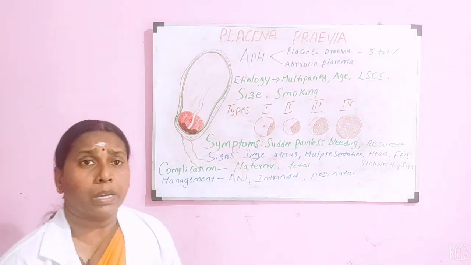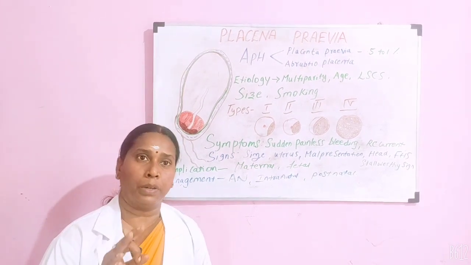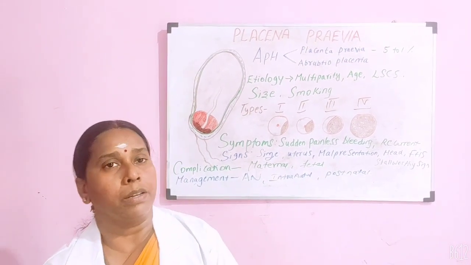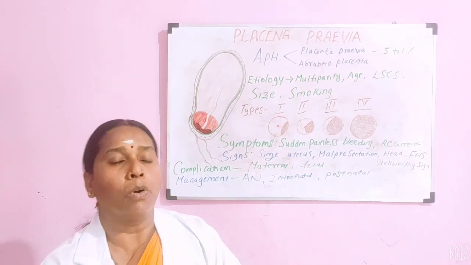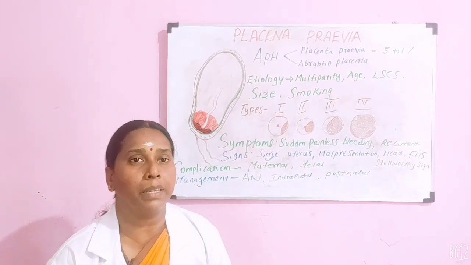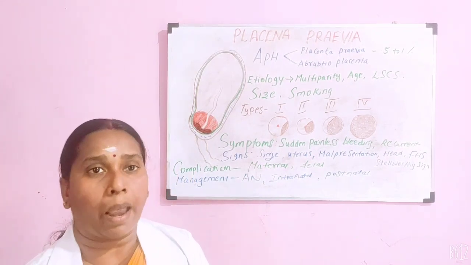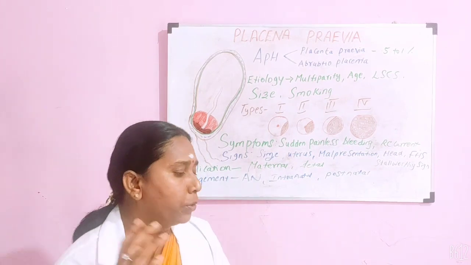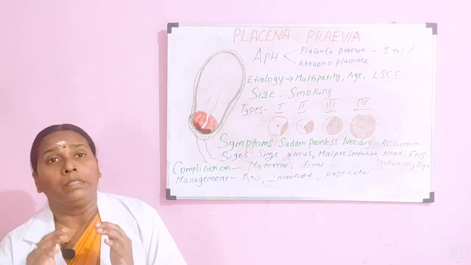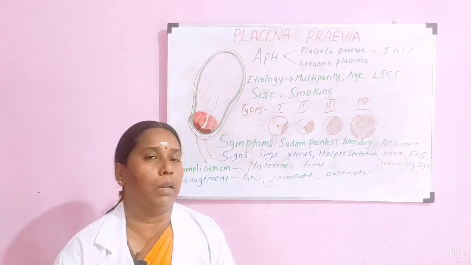So when we come to the management part, we are going to take management in 3 areas, that is your antenatal period, intranatal and the postnatal period. So all your disease conditions, you will be categorizing your management part into 3. So first is your antenatal care, what you are going to provide. During the antenatal period, the nurse has to be very much vigilant about the blood loss.